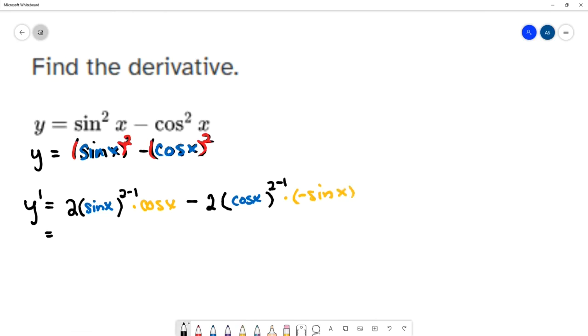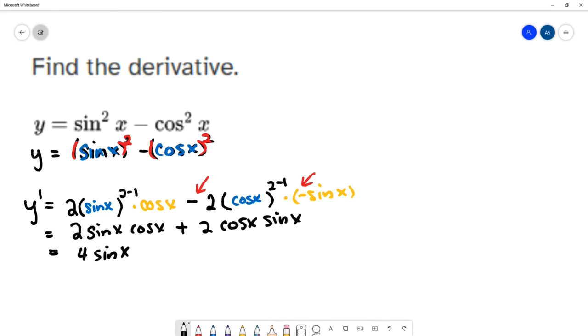With a little simplification, we end up having 2 sine x times cosine x minus 2, actually this will be plus, because if I multiply together this negative and this negative, it becomes a plus. So plus 2 cosine x sine x. These are like terms, and I can combine those together. So it becomes 4 sine x cosine x. Now this answer is perfectly acceptable.